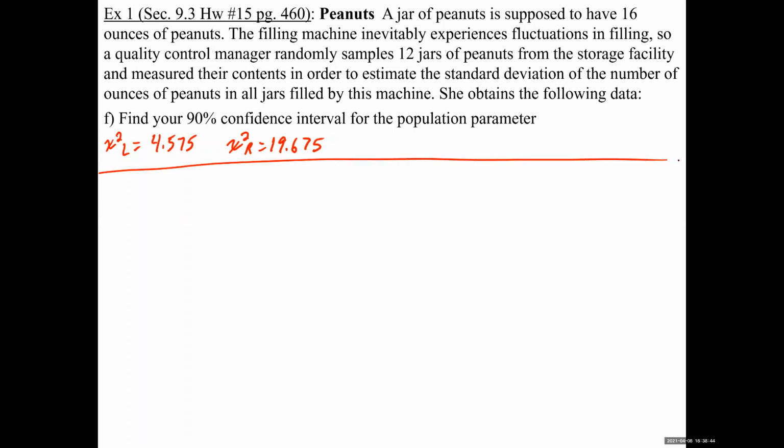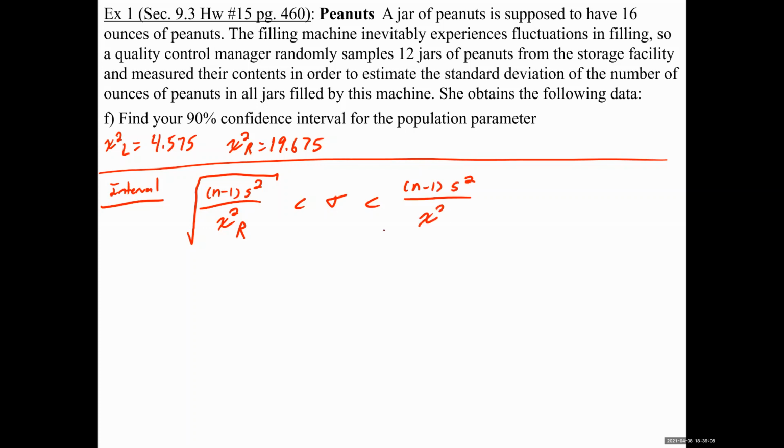Then the next step, you could just find your interval now because we have a formula for it. So the interval. Okay, so the formula for the interval is n minus 1 s squared over chi-square left. Sorry, that's wrong. Chi-square right. And then sigma in the middle. And then n minus 1 s squared over chi-square left. So I'm going to be giving you the formula, so don't worry. But let me just mention this in case you do worry.